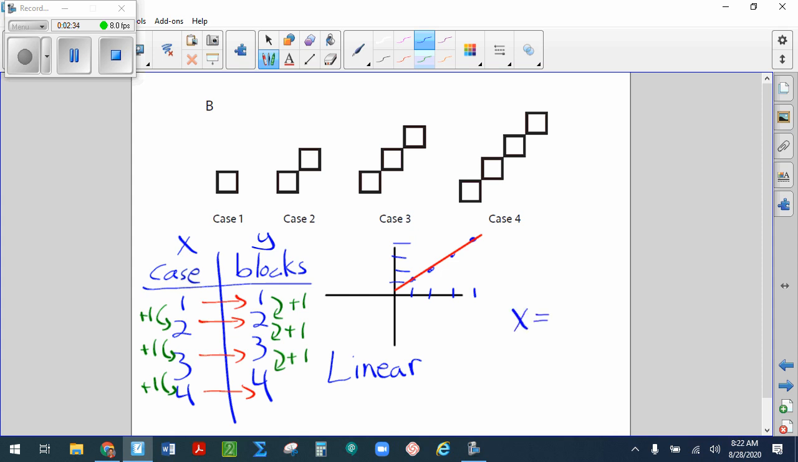Well, we could say x equals y. Or from a function perspective, we put y equals mx plus b, if you saw that last year: y equals x. So whatever the case number is, x, that's also the number of blocks, y. If you plug in case number 10, how many blocks are there going to be? There are going to be 10 blocks. It doesn't really matter if you write it as y equals x or x equals y. The boxed answer would be how to write it as a function.